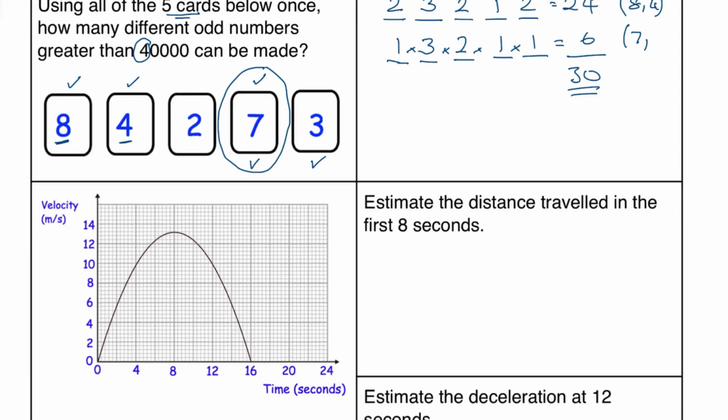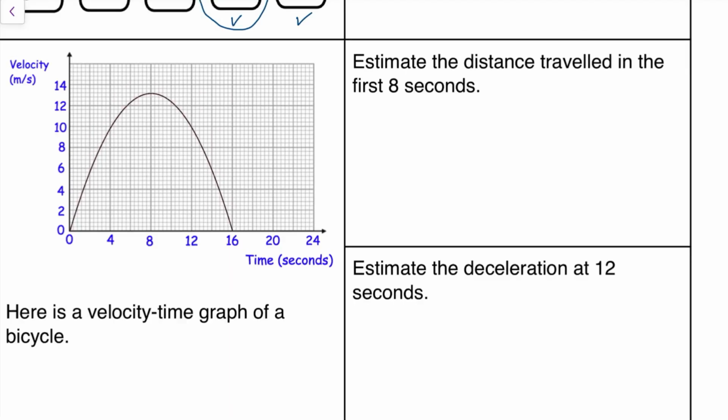Next question. Okay, so this is a question where I have velocity against time. Now, without reading the rest of the question, let's remember with a velocity time graph, the area gives me the distance and the gradient gives me the acceleration.